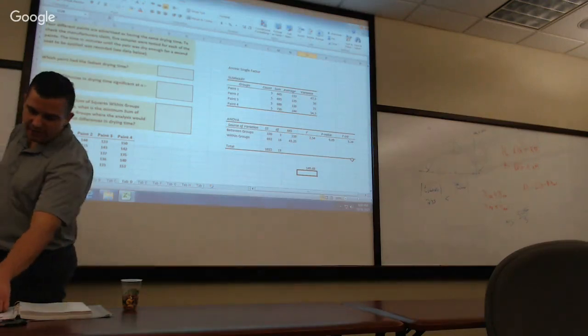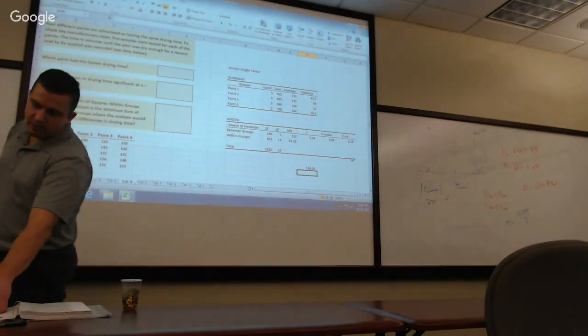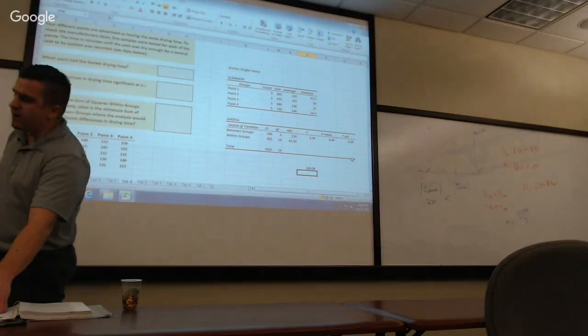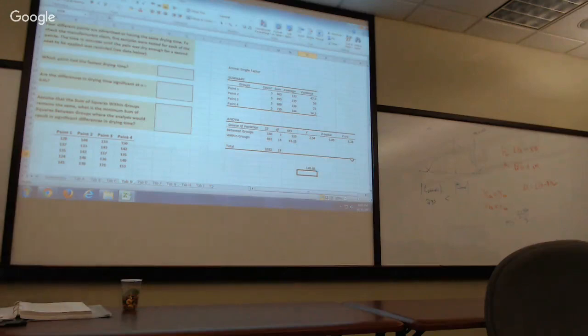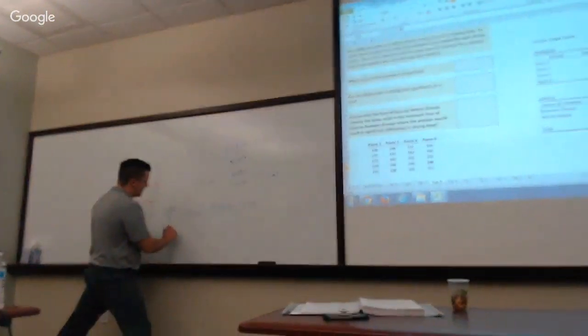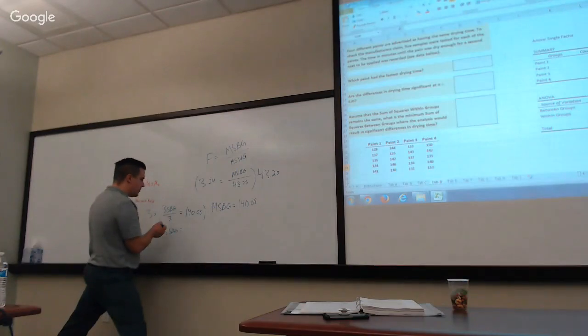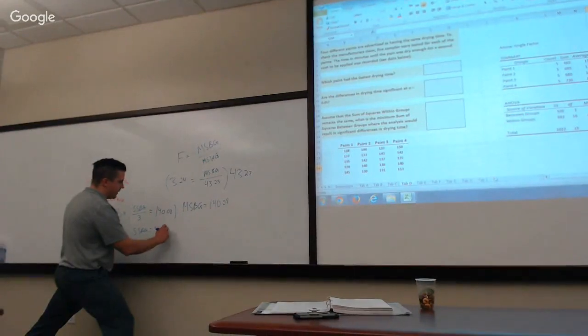So now we know that from looking at our table, our mean square between groups is equal to our sum of squares between groups divided by our degrees of freedom. And we know our degrees of freedom is going to remain the same at 3. So our sum of squares between groups divided by 3 is going to be equal to 140.08. To solve for this, we multiply the whole equation by 3, and our sum of squares between groups would have to be equal to 420.24.